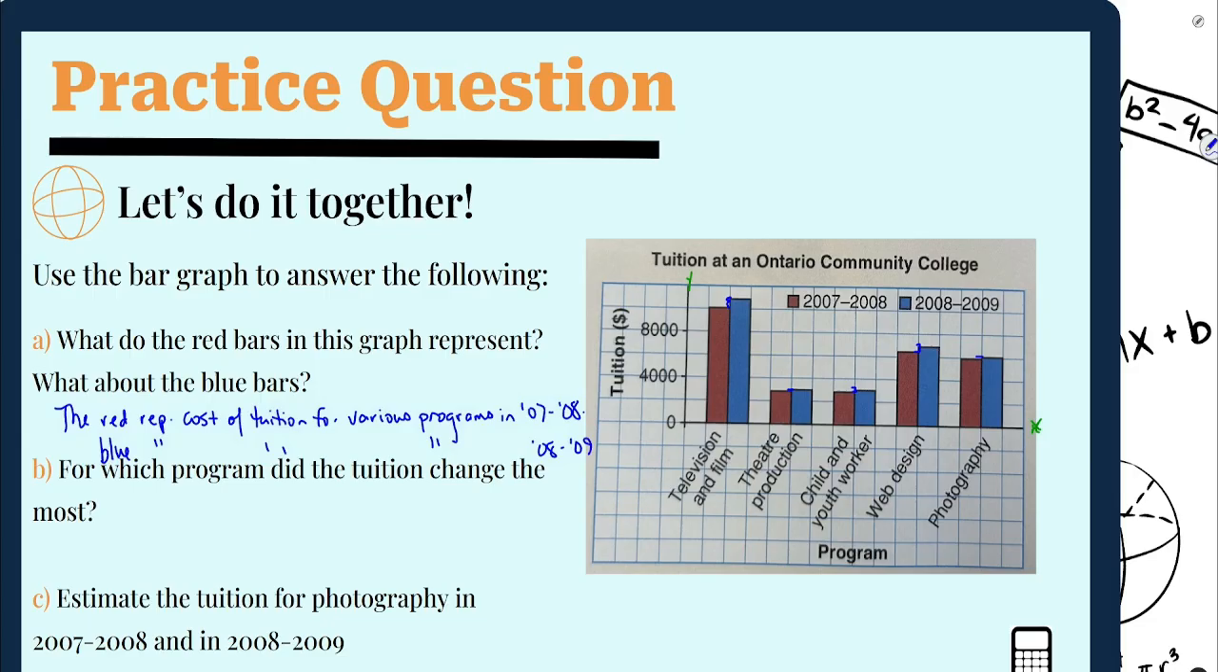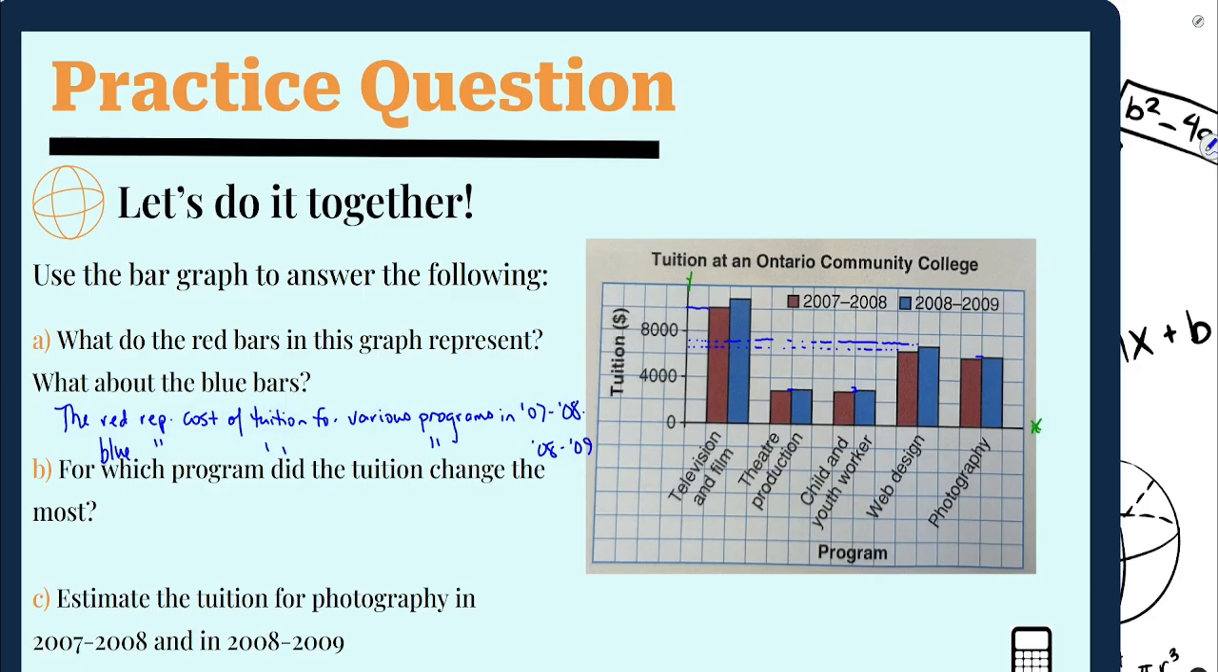And what you would want to do is make this line go across to our tuition to find, okay, that tuition is probably almost $7,000, maybe $6,800. And then we take the line from the tuition in 2008, 2009, and there's maybe $200 difference.